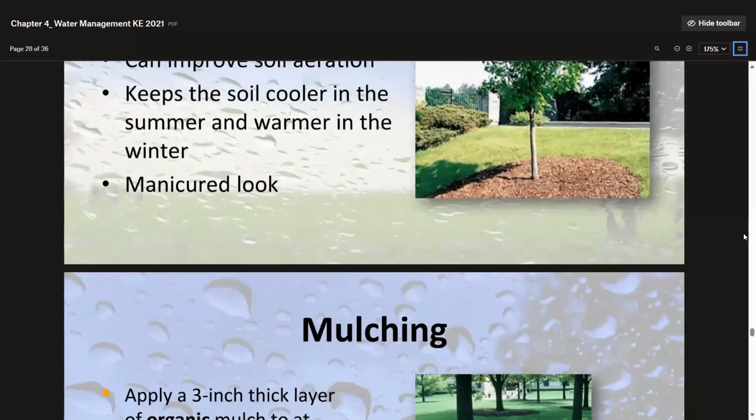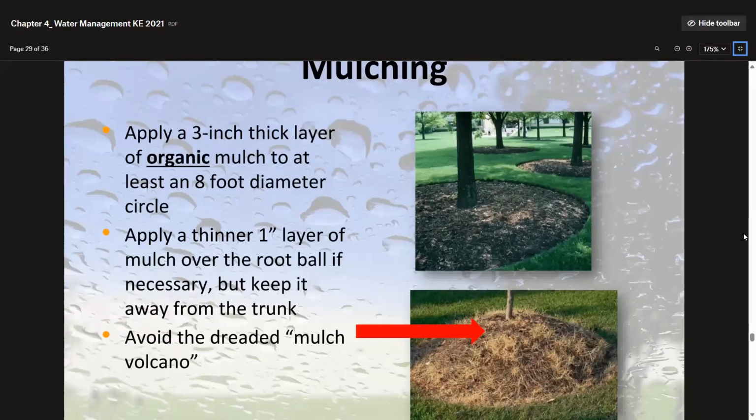But there's a reason and a way to do mulch, right? You don't want to apply more than a 3-inch thick layer of organic mulch to at least an 8-foot diameter circle, right? Like it looks in the top picture. Apply a thinner 1-inch layer of mulch over the root ball if necessary, but keep it away from the trunk, right? You got to keep that away from the trunk, or that can trap moisture against the trunk.